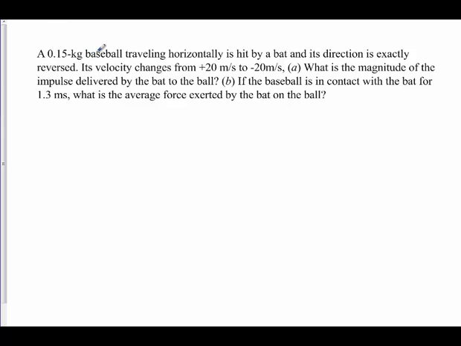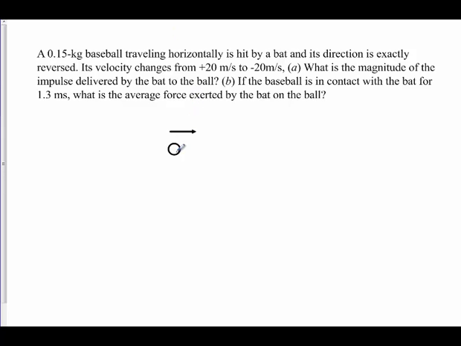Let's look at this problem here, and we can draw a picture on this one. We have a 0.15 kilogram baseball traveling horizontally. It's hit by a bat, and its direction is exactly reversed, so velocity changes from 20 to negative 20. So let's just grab a small circle. This is what we're going to have initially. Let me draw that vector a little straighter. Okay, let's go ahead and label that.